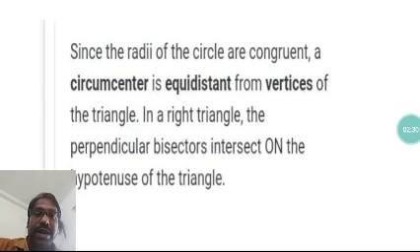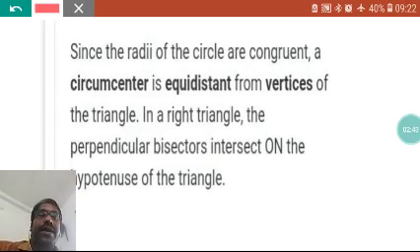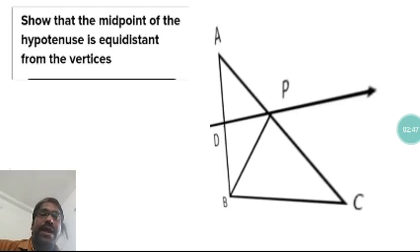And why is it the circumcenter? Because the radii of the circle are congruent, and in a right triangle the perpendicular bisectors intersect on the hypotenuse of the triangle. Understood now why it is called the circumcenter and why it is equidistant? So everything has a reason, and we are going to use this property in our solution.